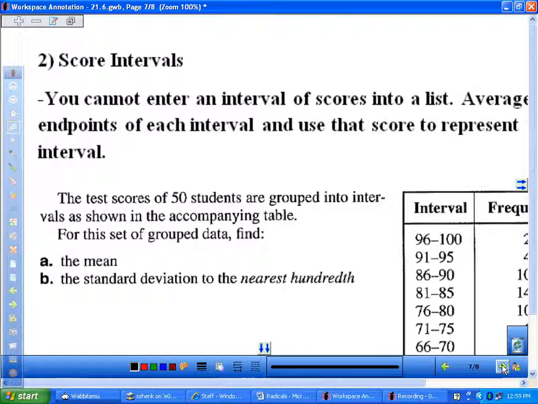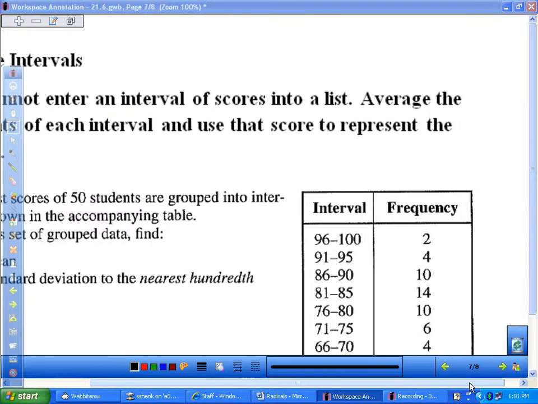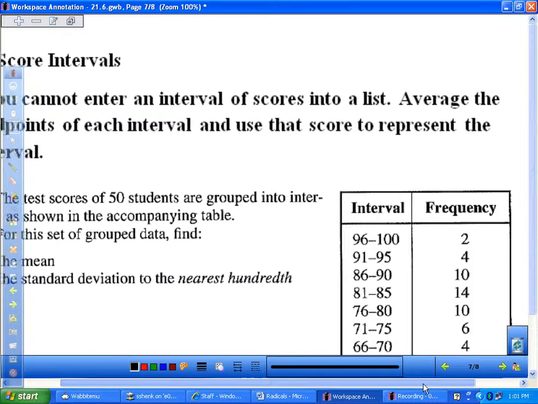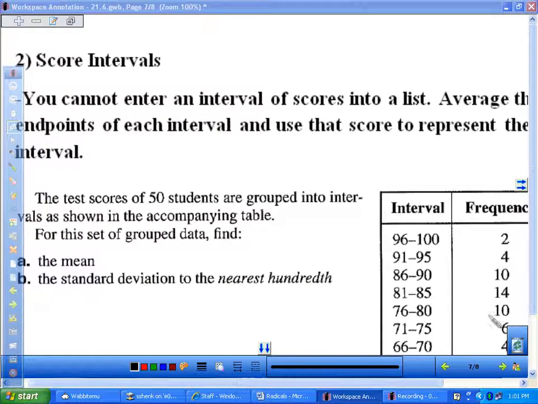The second thing we need to deal with with frequencies are score intervals. Instead of them just telling me the score and how many times it occurs, they're going to give me a score range and tell me how many scores fall within that range. So I don't know individual scores, I know a range of scores. I know that I've got two scores that fall from 96 to 100. I have four scores that fall from 91 to 95, so on and so forth.